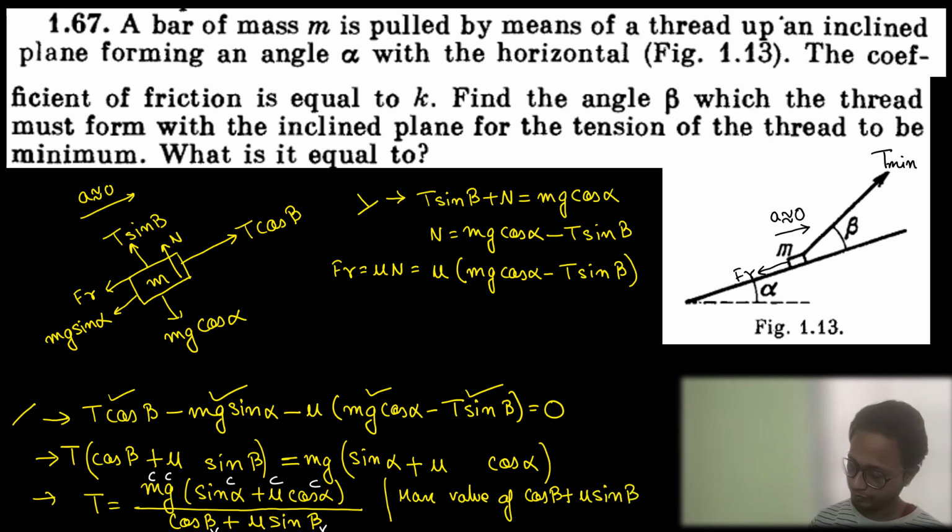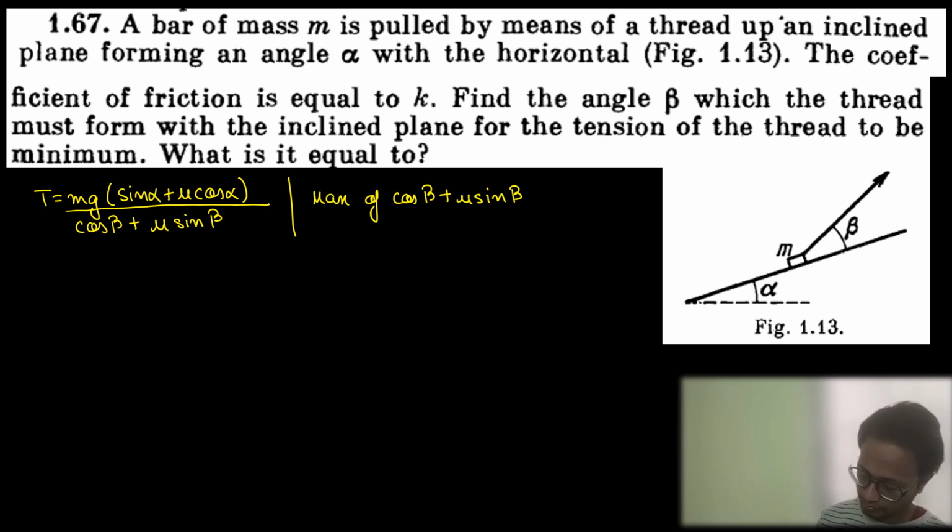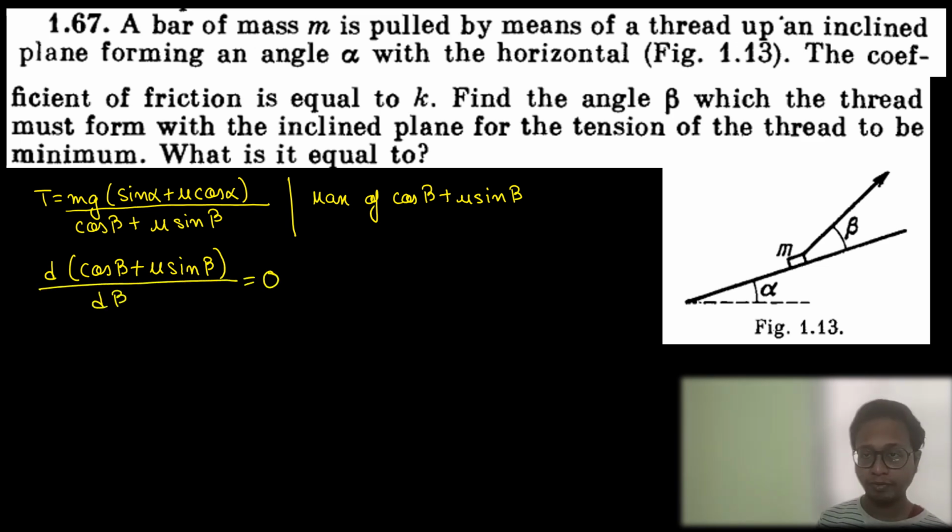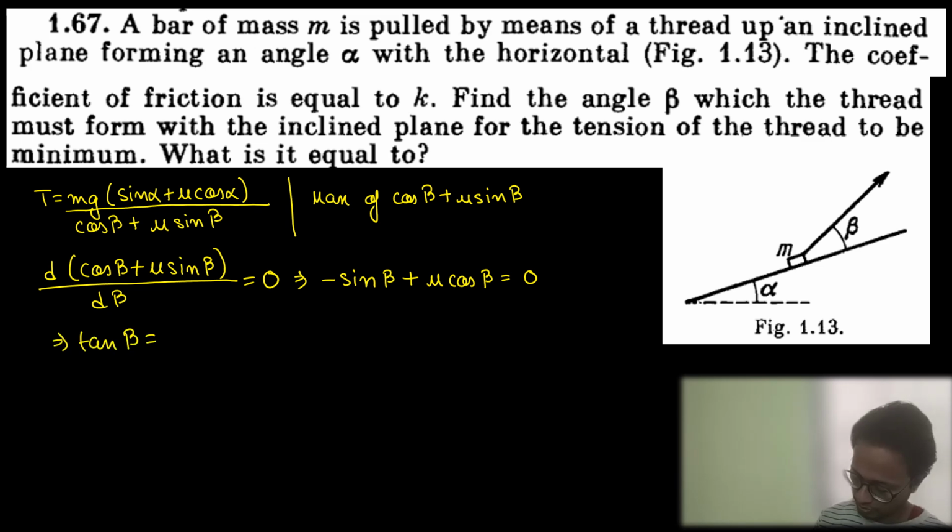Okay, so to find the maximum value of cos beta plus mu sin beta, d of (cos beta plus mu sin beta) by d beta is equal to 0. Whenever you have to find the maximum or minimum in physics, always differentiate and make it equal to 0. Minus sin beta plus mu cos beta is equal to 0. So if we do it, tan beta is equal to mu.